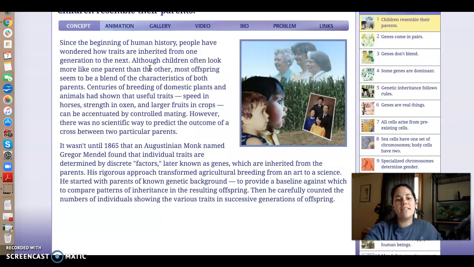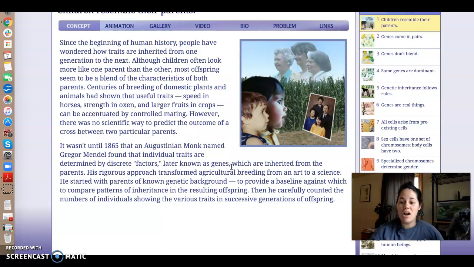It wasn't until 1865 that an Augustinian monk named Gregor Mendel found that individual traits are determined by discrete factors, later known as genes, which are inherited from the parents. His rigorous approach transformed agricultural breeding from an art to a science. He started with parents of known genetic background to provide a baseline against which to compare patterns of inheritance in the resulting offspring. Then he carefully counted the numbers of individuals showing the various traits in successive generations of offspring.